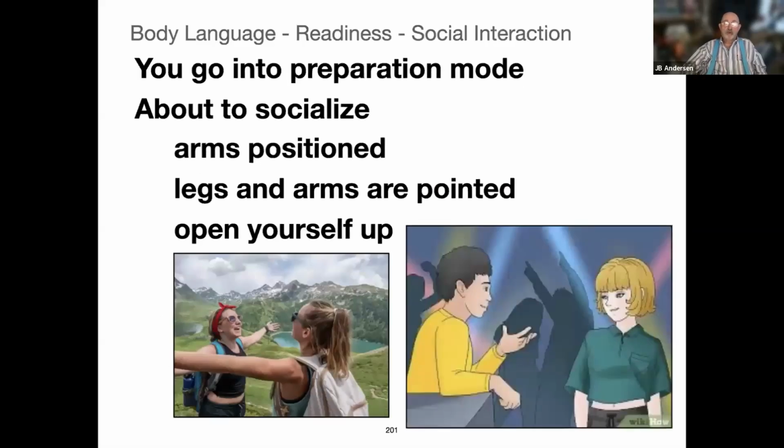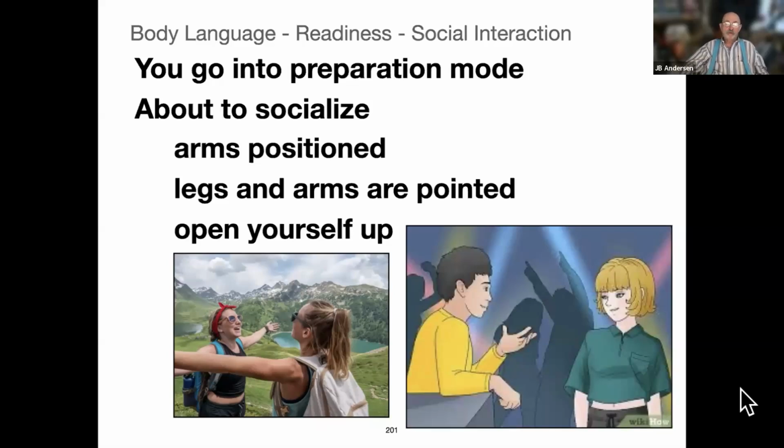So you go into preparation mode. You're about to socialize, social interaction, not an event like an athletic event of some kind. Your arms get positioned. Here these people are outstretching their arms and they hug first and then they're going to sit down and talk. Or here's people getting ready to talk. She isn't facing him. She might turn and face him, which means, okay, I'm listening now.